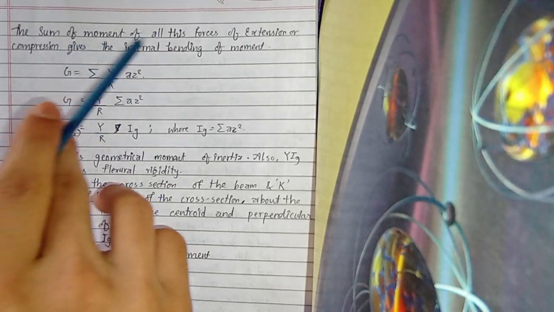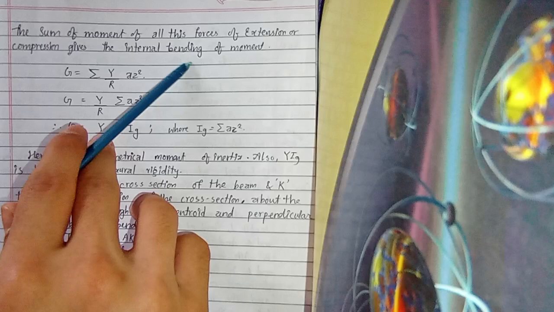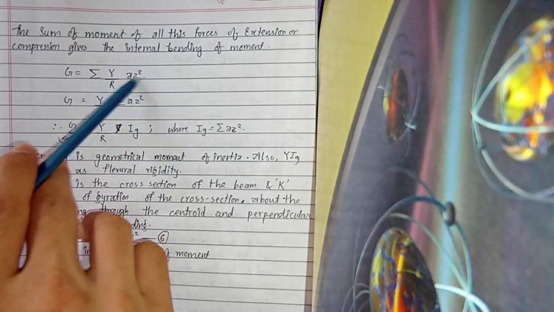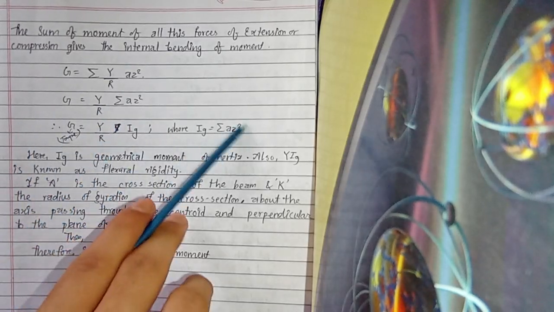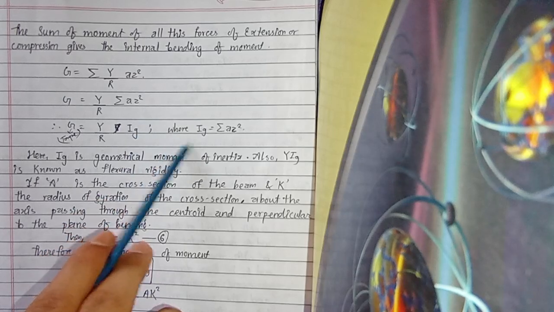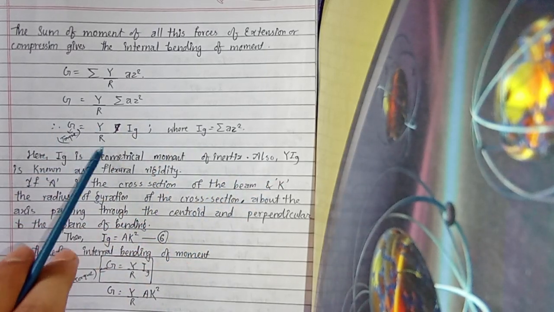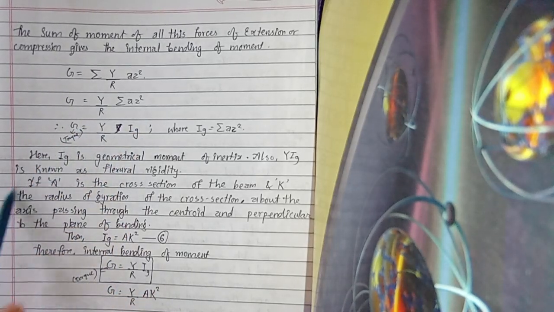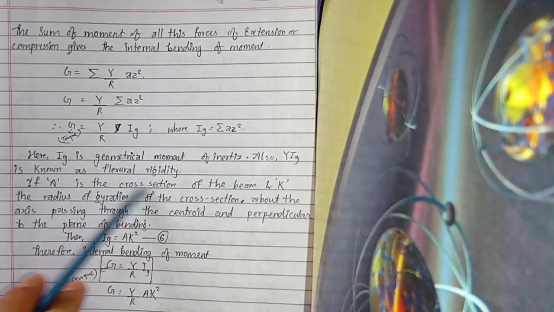Now the sum of moments of all these forces of extension or compression gives the internal bending moment, that is G equals the summation of Y by R A Z square. When we put Ig equal to the summation of A Z square, where Ig is the geometrical moment of inertia, we get the formula G is equal to Y by R Ig, which is a very important formula. We can say G is the torque here. And Y Ig is known as flexural rigidity.